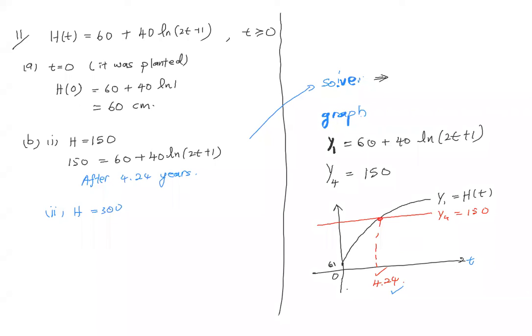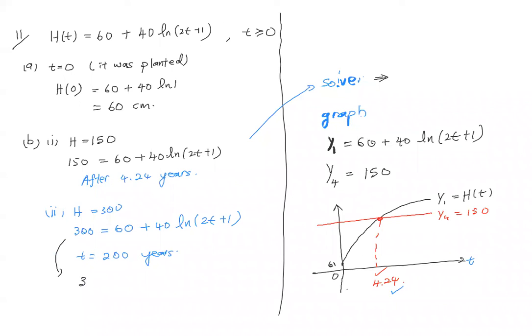First curve, correct. Second curve, correct. Third. Okay, so the answer is 300 equal to 60 plus 40 ln (2t plus 1). So the answer is t equal to 200 after 200 years. So I can work it out manually and see whether it works or not.